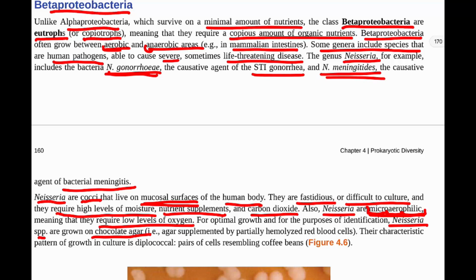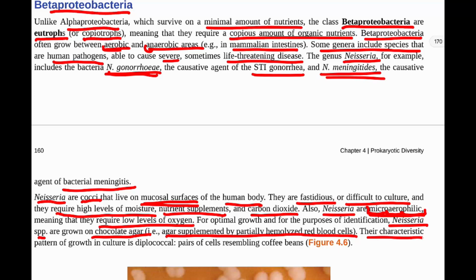However, when you think of chocolate agar, it's not actually chocolate that we're talking about. It's actually agar that's supplemented by partially hemolyzed red blood cells. So it looks like chocolate because it has burst red blood cells in it. So not to be confused with actual chocolate. Chocolate agar has these partially broken open red blood cells, so it gives it kind of this brownish tinge to it.